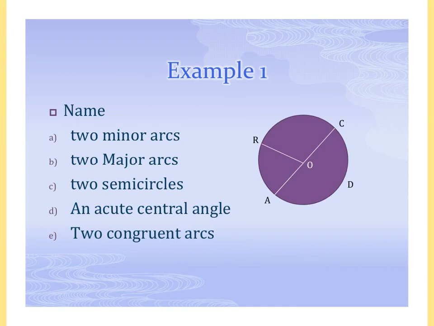All right, so this one says name two minor arcs. So if I look at this diagram, minor is less than 180, which means one of the arcs could be here, arc AR, or arc RA. You can call it either one. And the other would be arc RC or CR.